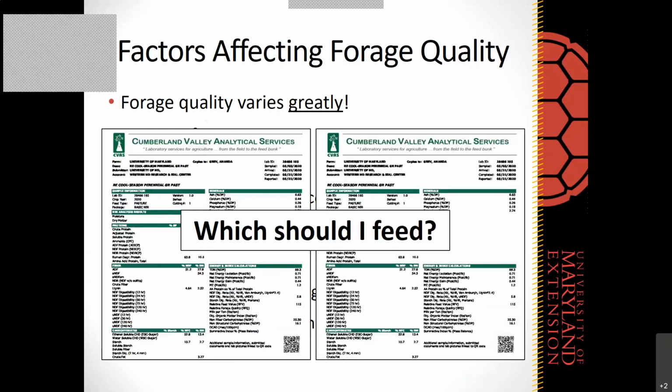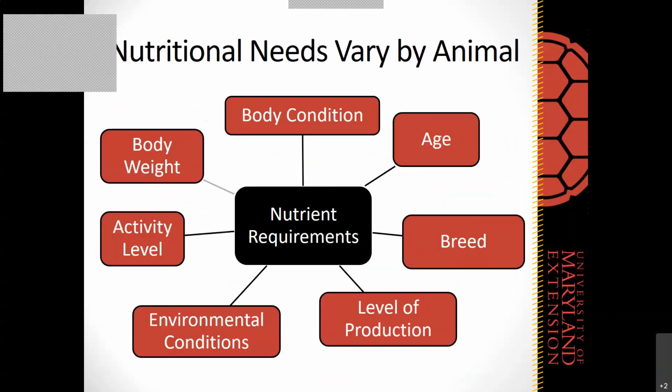Well, again, it depends on a lot of different things, right? First and foremost, we know that the nutritional needs vary by animal. So, different animals have different body conditions, different ages, different breeds, different activity levels, and that will all play a role in their nutrient requirements for that animal.